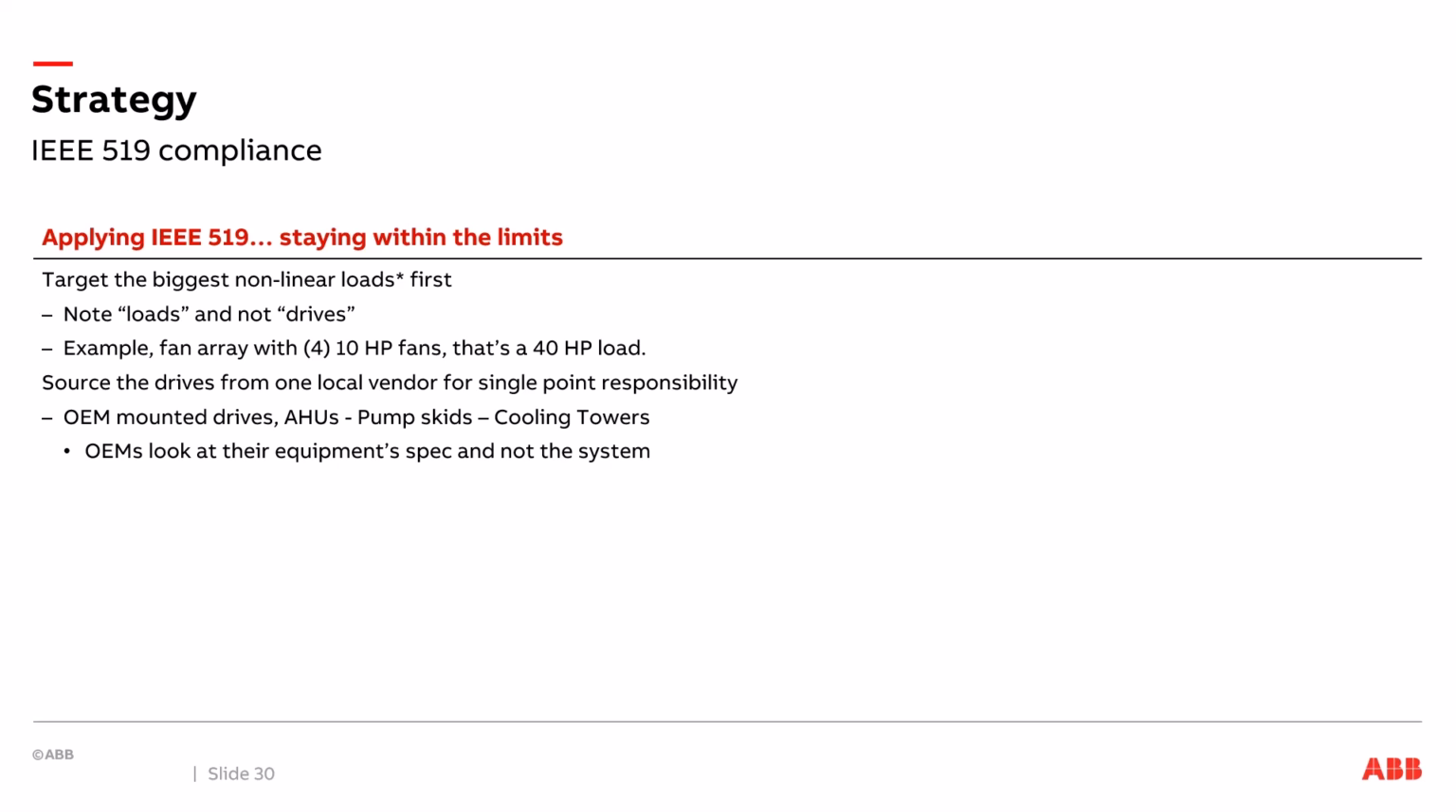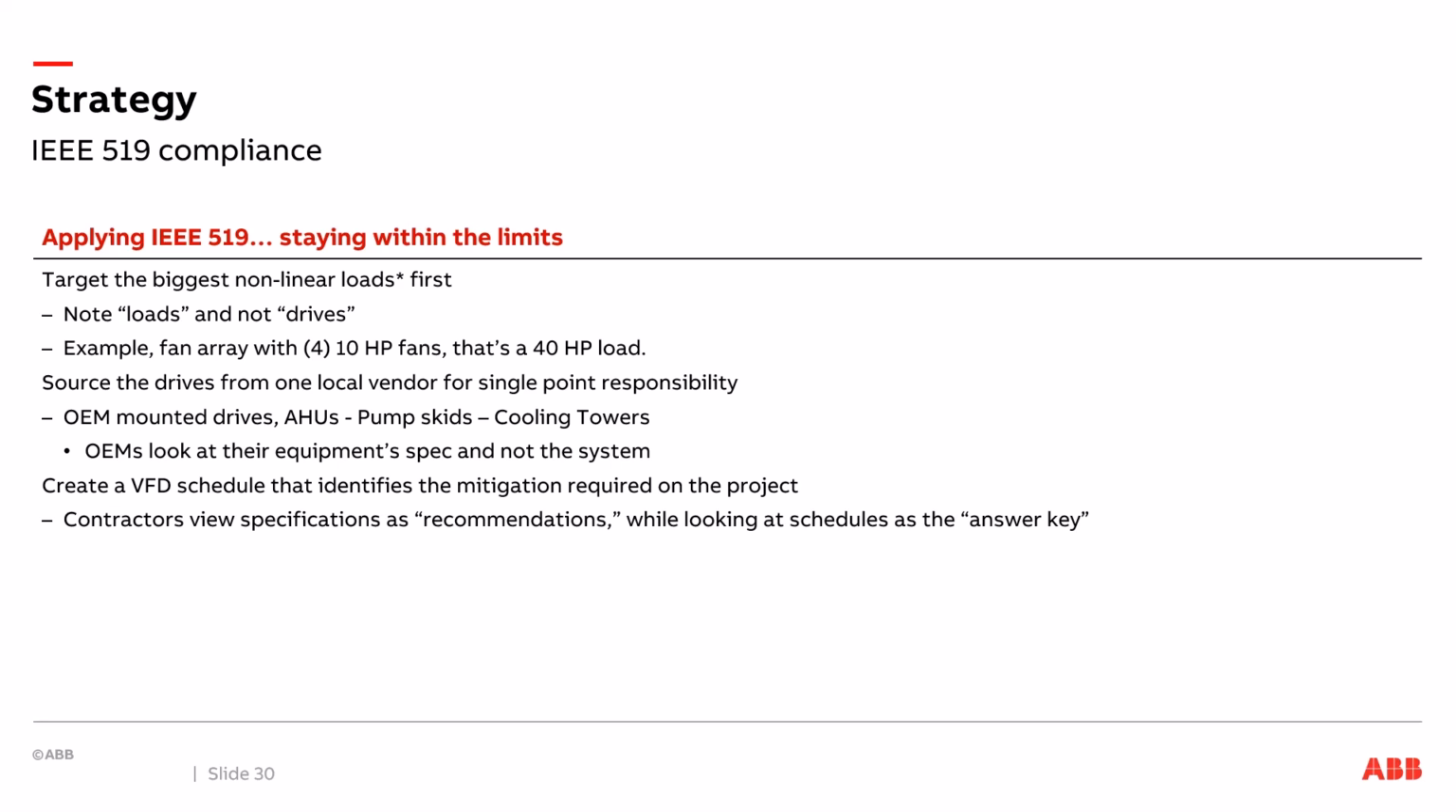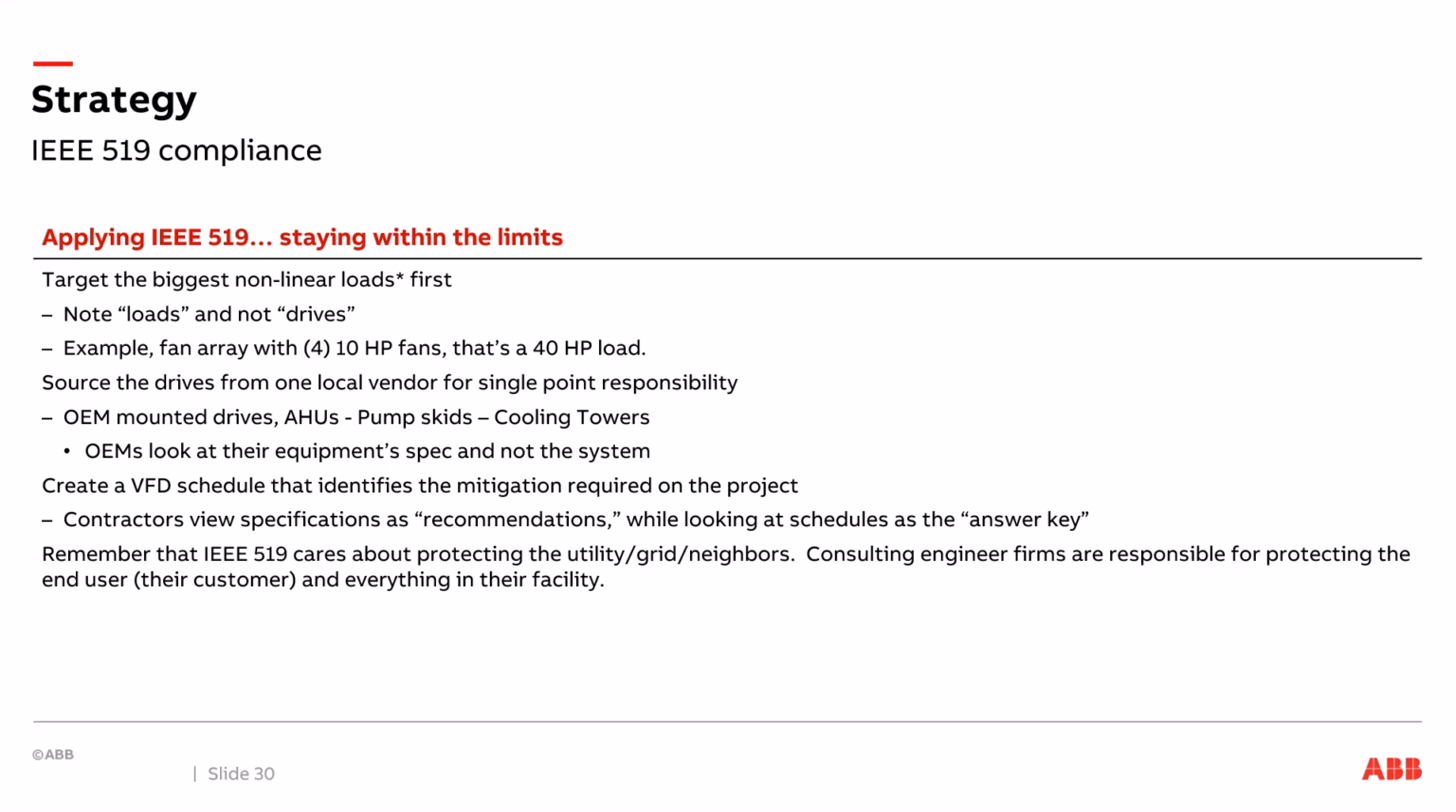So if you get all your drives from a single point, at least you can work with that single point of responsibility on your harmonic mitigation conversation, because the OEMs are really just going to look at their scope and not the overall system. I always like when you do that harmonic analysis up front, you create a VFD schedule that identifies what mitigation is required on the job. The reason is, as contractors, they love to look at specifications as recommendations, and they look at the schedule as the actual answer key. So if you have a drive in the schedule and the drive says active front end, you're much more likely to get what you're asking for by having that in the schedule than trying to just enforce that via a specification.